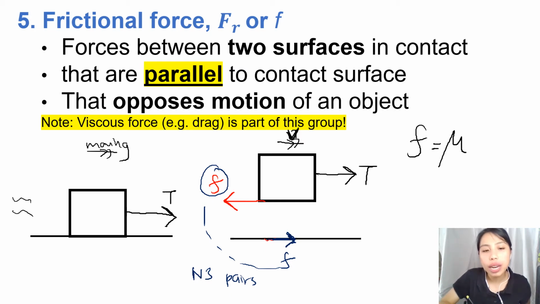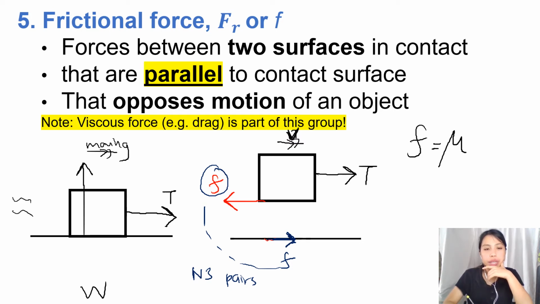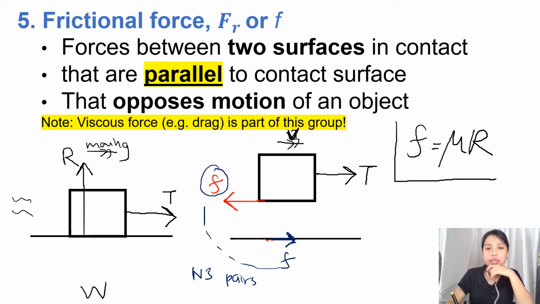But if the object is very heavy, so I draw a very big weight here, it's pressing more into the table. So friction is going to be larger. So the last one actually depends on weight and your normal reaction force R. So F, the friction force, can be calculated with mu times R.